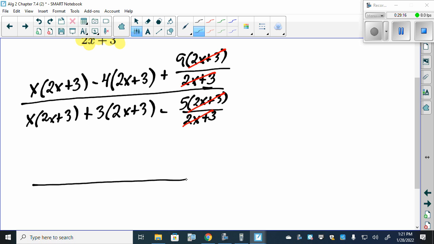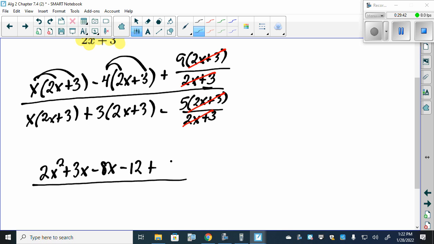So in the first one, our x times (2x plus 3), well, we can distribute the x. X times 2x is going to be 2x squared plus 3x. In the next one, we can distribute the negative 4, as long as I don't try to erase it. Negative 4 times 2x is going to be negative 8x. Negative 4 times 3 is going to be negative 12. And then we have plus 9, because that last set of fractions on the top just simplified to a number.